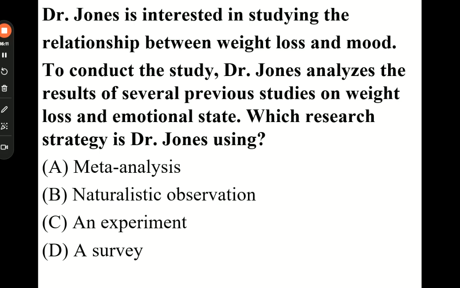Okay, so Dr. Jones is using the results of several previous studies on weight loss and emotional state. So he's combining the results of many different studies on the subject. The answer is meta-analysis.